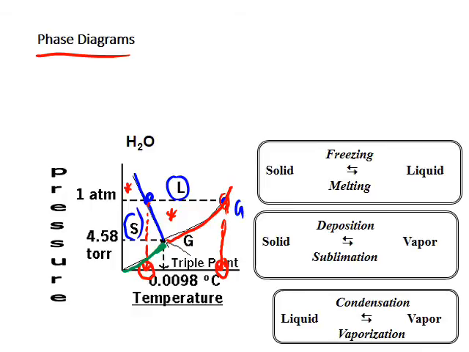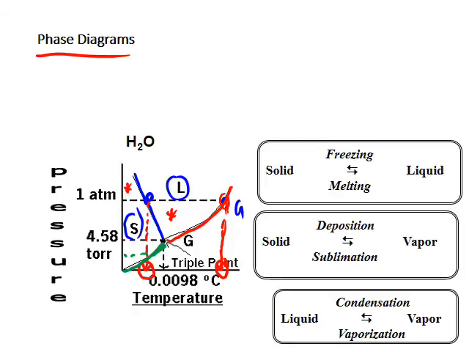So that would happen at a pressure lower than 4.5 torr. So somewhere here. As you heat any solid below that pressure, there'll be no solid to liquid conversion. It'll be solid directly going to gas.